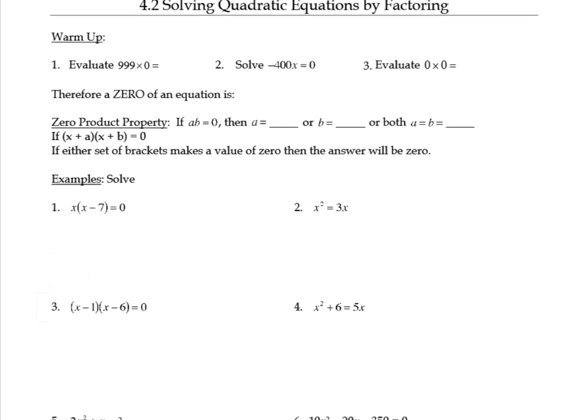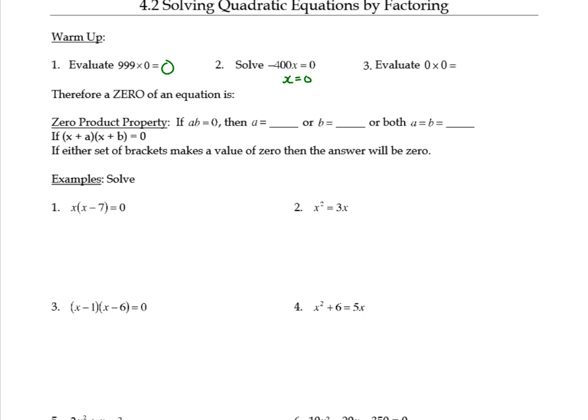All right. Okay, so properties of 0. What is 999 times 0? 0. Yay. Negative 400x equals 0. What does x have to equal to? Yeah. So if we know two numbers, their product is 0, and we knew one of them, the other one had to have been 0.